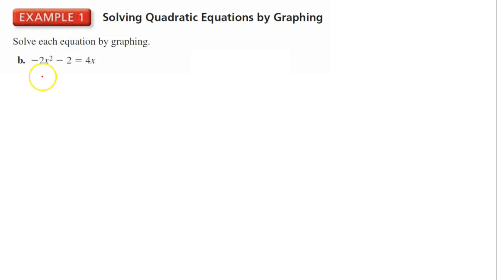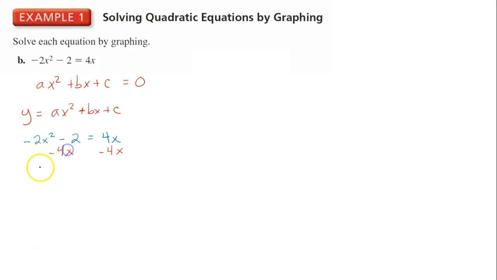Here's another one. Now remember, it has to be ax squared plus bx plus c equals 0 so that we can graph y equals ax squared plus bx plus c. But this is not in that format. We need to get an equals 0. So if I subtract 4x from both sides, I'm going to get, on the right side, 4x minus 4x is 0. On the left side, now you might be like, oh, do I subtract it from the -2? Do I subtract it from the -2x squared? And the answer is no. Neither one, because none of them are like terms. So we just have to write it out in descending order. Remember that from polynomials? -2x squared minus 4x minus 2.